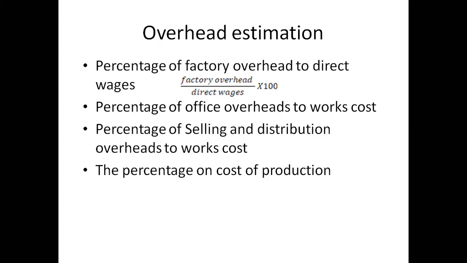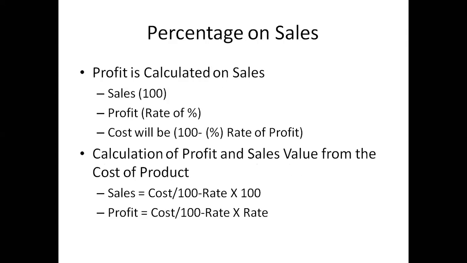The same formula you have to apply to the next one also. Percentage of office and administration overheads to work cost means office and administration overheads divided by work cost, into 100. The same applies to the percentage of selling and distribution overhead: selling and distribution overhead divided by work cost, into 100. Then the percentage of cost of production, cost of production into cost of sales. These are the formulas you have to remember from the slides.